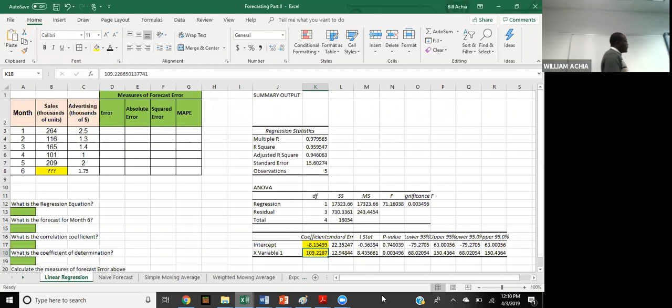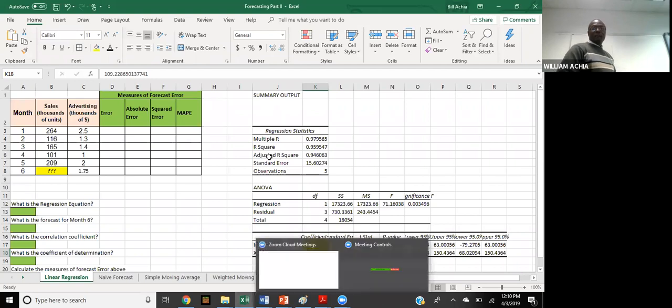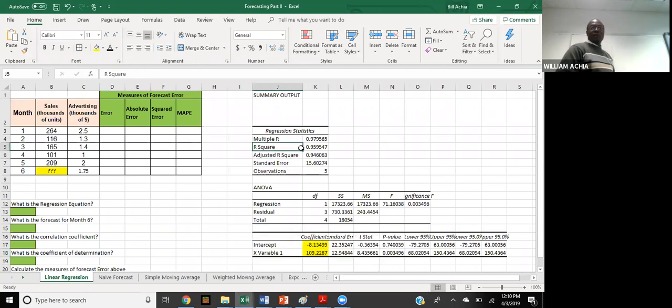All right, so now let's go into figuring out the rest of this table here. Before we go into filling the table, let me explain a couple of things that are of importance. We have this value of R squared, and the value of R squared that we are given here is called our correlation coefficient.